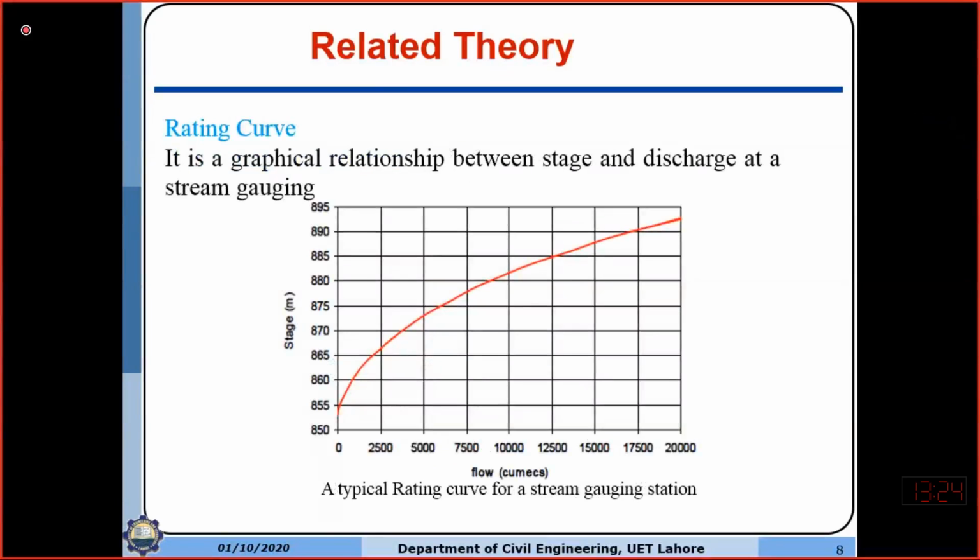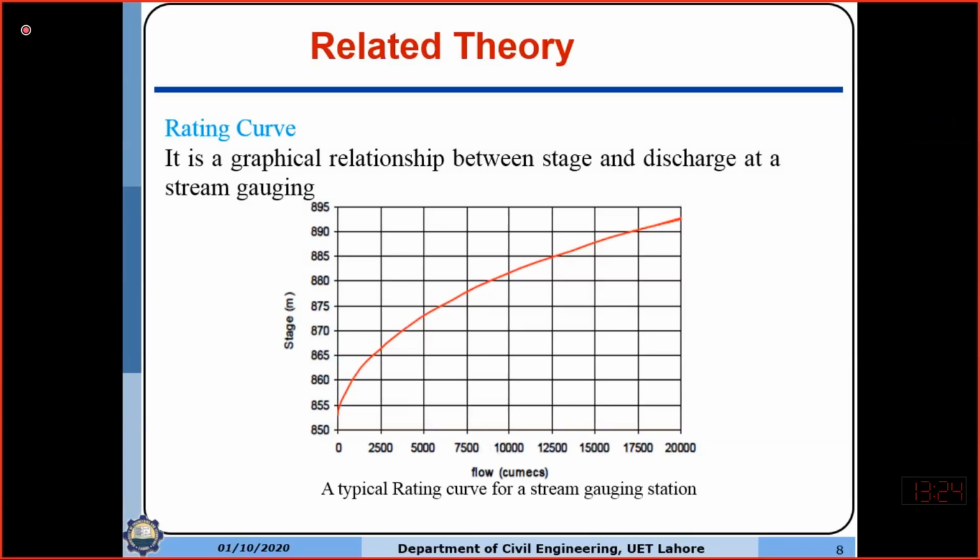Rating curve. A rating curve is a graphical relationship between stage and discharge at a stream gauging station. It is one of the important representations of the gauge data at a river gauging station. So we normally measure the stage at a river gauging station, we measure the flow rate, and if you plot stage versus discharge, that is called a rating curve.